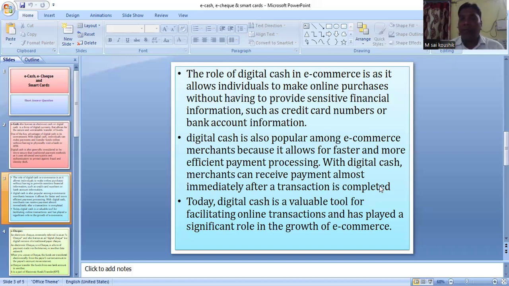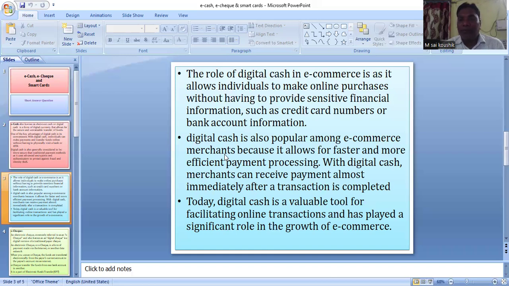There is no need for sensitive financial information such as credit card information or banking account information. The digital cash is also popular among e-commerce merchants because it allows for faster and more efficient payment processing, like Phone Pay and Google Pay. With digital cash, merchants can receive payments almost immediately after a transaction is completed.